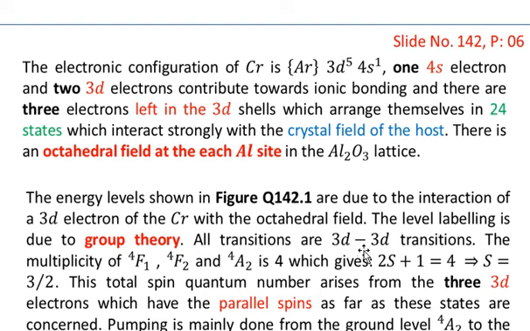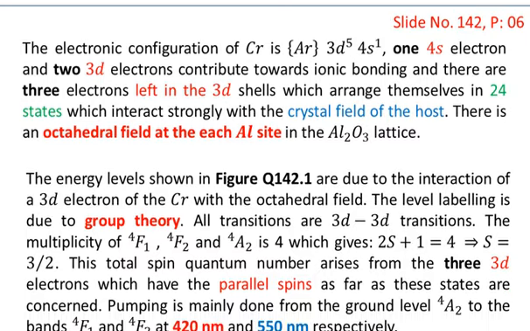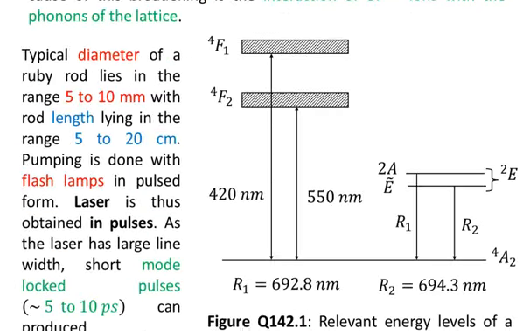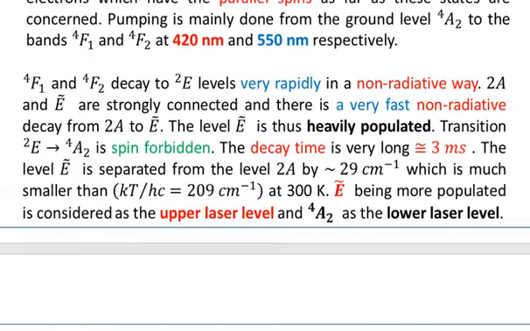These electrons then will have 3D interactions. All transitions are 3D transitions. The multiplicity of 4F1, 4F2 and 4A2 is 4. You can see that these levels 4F1, 4F2 and the ground state 4A2 have multiplicity equal to 4. You can see that in the superscript we have 4 over here, so the multiplicity is 4.